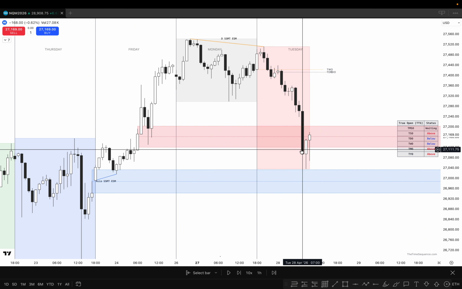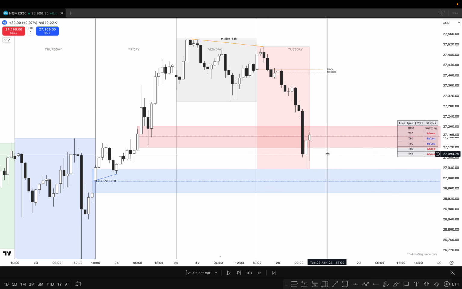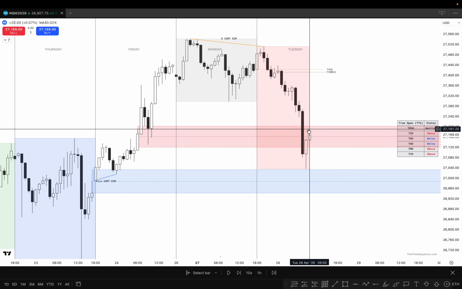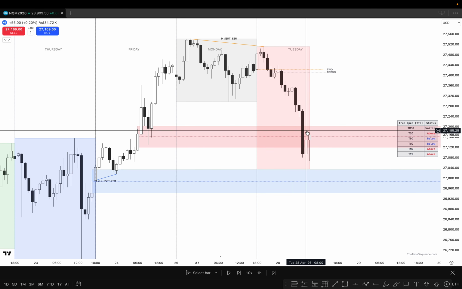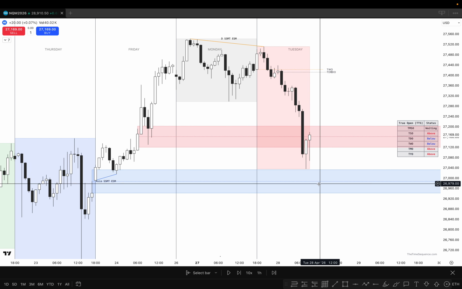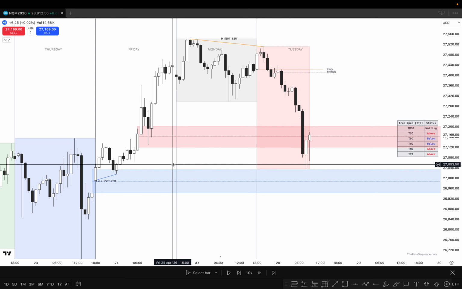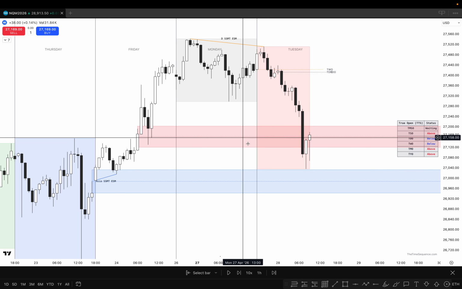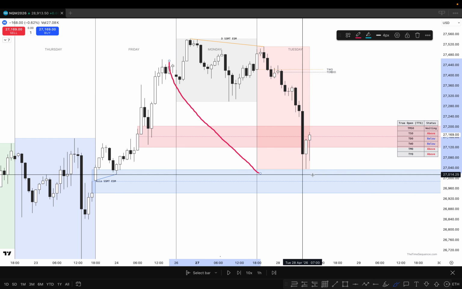So my plan going into the 9:30 open was to see price manipulate back into this CB, form a high, and then expand lower into this opening gap, where price could potentially reverse and complete this future market maker buy model right here.